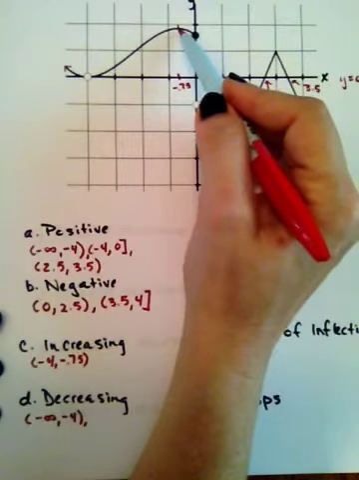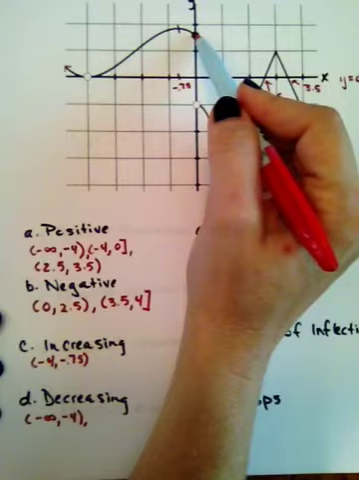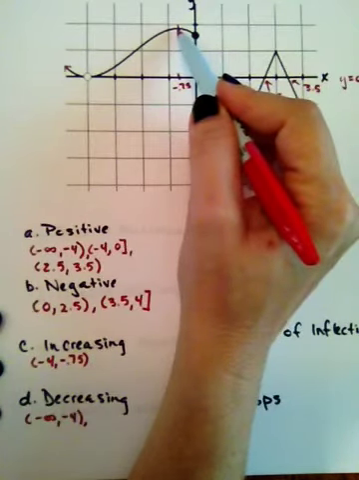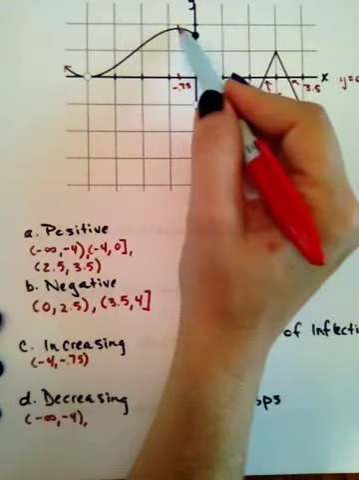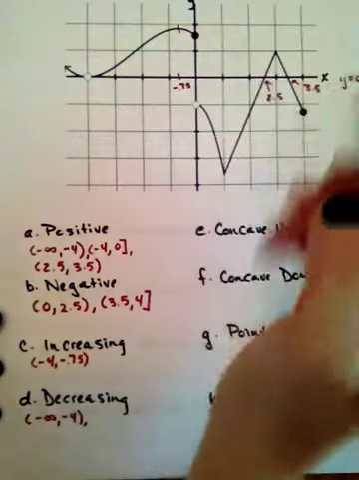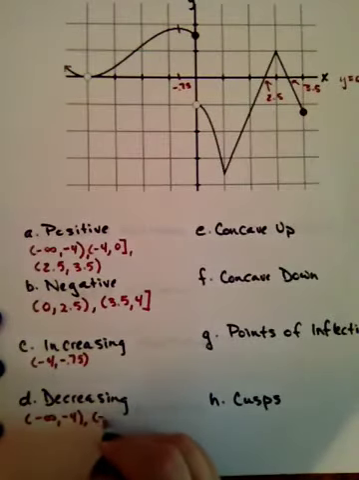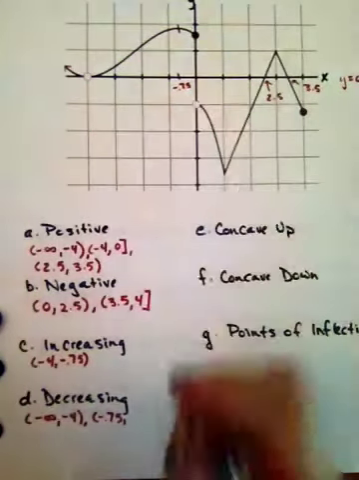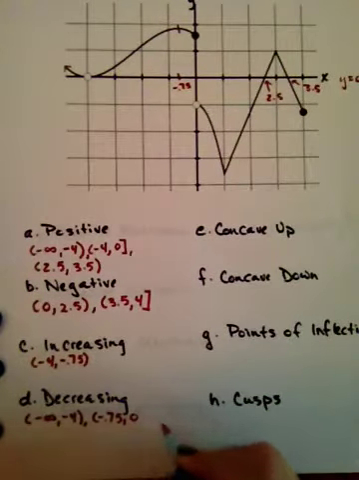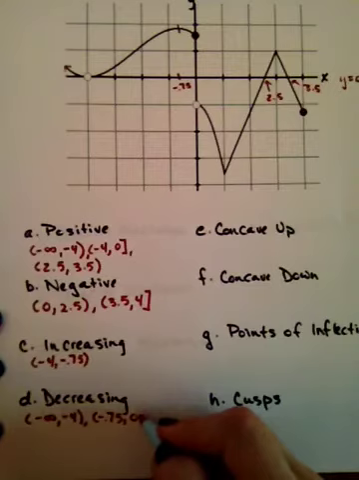From negative 0.75 to x equals 0, remember we're listing x values but looking at y values. So from negative 0.75 to 0, from left to right, the graph is going down, so it's decreasing. So negative 0.75 all the way to 0. Now some people use parentheses here and some people use brackets.